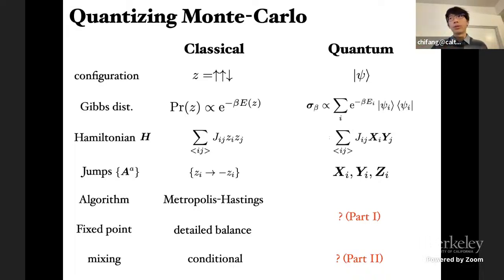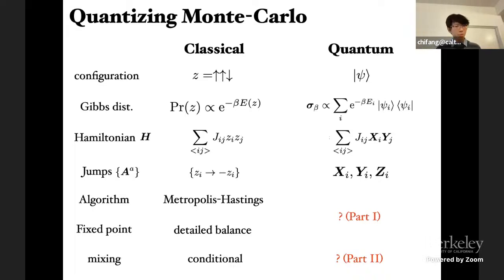The Hamiltonian now could be non-commuting. Okay, so these energy eigenstates could be pointing in pretty generic directions. It could be very entangled. And now the jumps, instead of spin flips, now you can do all kinds of local Pauli rotations. You can also choose more fancy choices, but this is enough. And now the challenge is, how do you design an algorithm in the spirit of Monte Carlo that is also widely applicable and easy to use, that has similar properties?